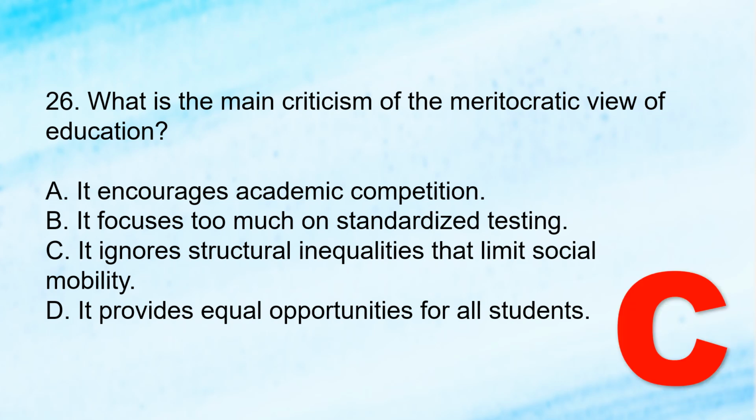Alright, the best answer is letter C. Meritocracy assumes success is based on ability, ignoring systematic barriers like poverty and discrimination. So that's the main criticism of the meritocratic view of education. It ignores structural inequalities that limit social mobility. All right, for letters A, B, and D, these are incorrect because while they are related to educational concerns, they do not directly challenge the myth or criticism of meritocracy.